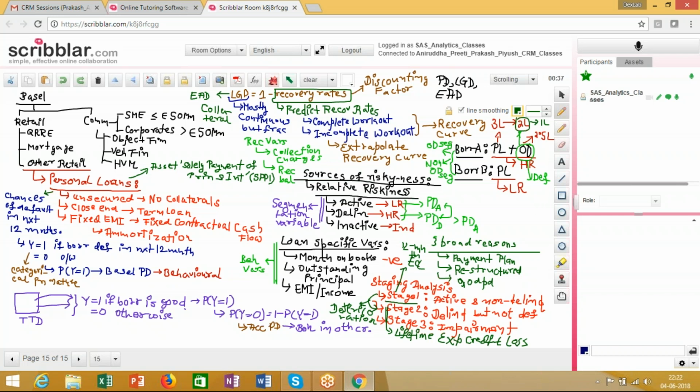But again, the input which enters into the model, or the broad classification of the input, is more or less the same. That is why we see that the classification of the variables and the way the two regulators treat the same model is very different.